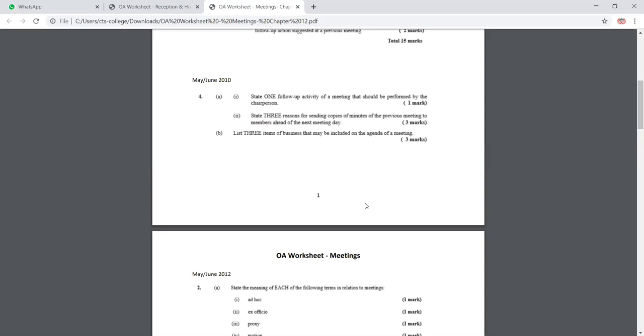Why would you send the minutes ahead of time? Why do you think? What does the minutes have on it? We just discussed this. What does the actual minutes have on it? Take a look on page 169.